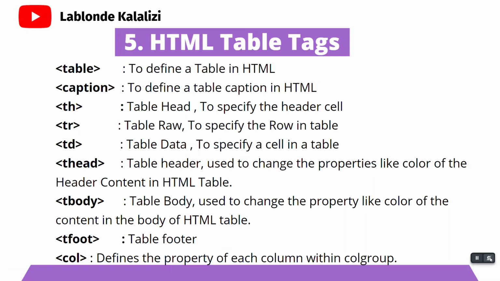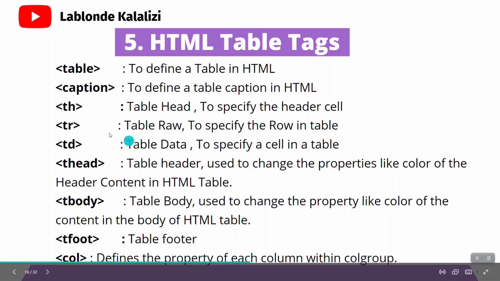So as described in this video, we have our HTML table tags. This is number 5 of the 13 HTML tags that I'm going to explain to you. You are going to learn how to create your table in HTML. The first tag that we have is table, to define a table in HTML. Whenever you see a table tag, that means we are starting a table in our code.